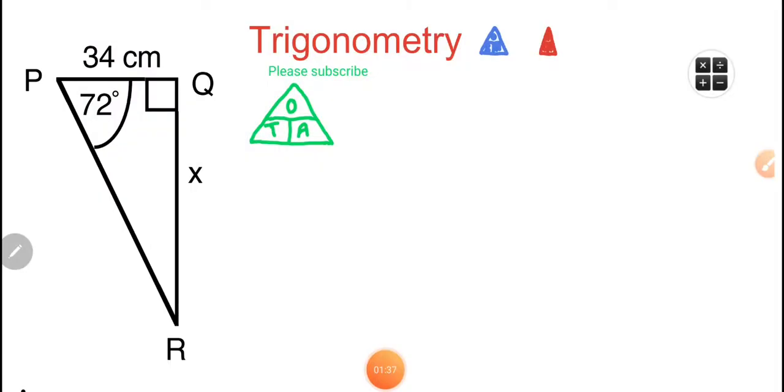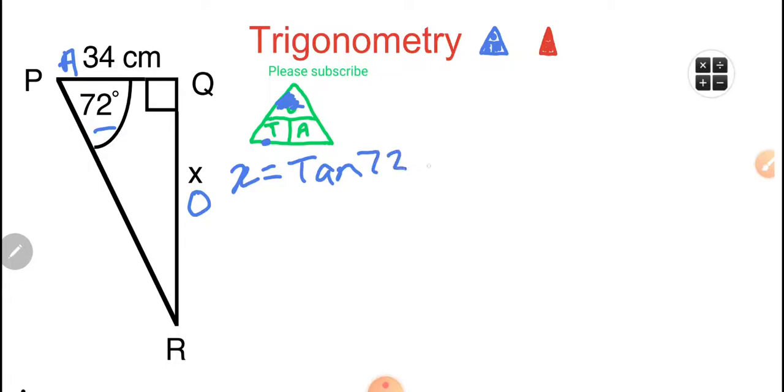So because we need to find the opposite, we're going to hide or cover the opposite. So all we have to do is tan, T for tan, times the adjacent. So tan the angle and then times adjacent. So x is equal to tan, and the angle is 72, times the adjacent, which is 34.